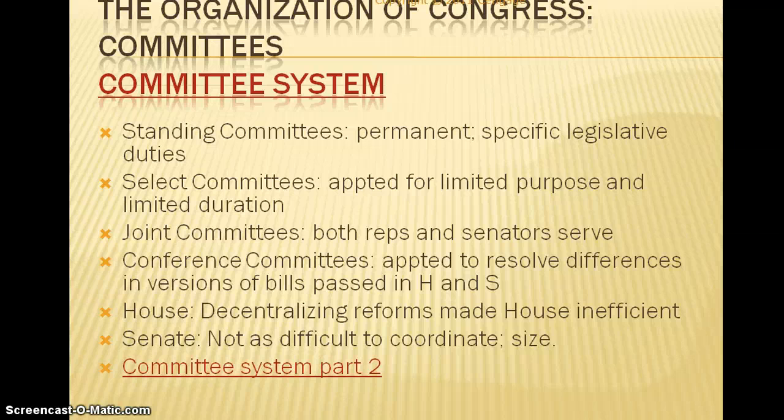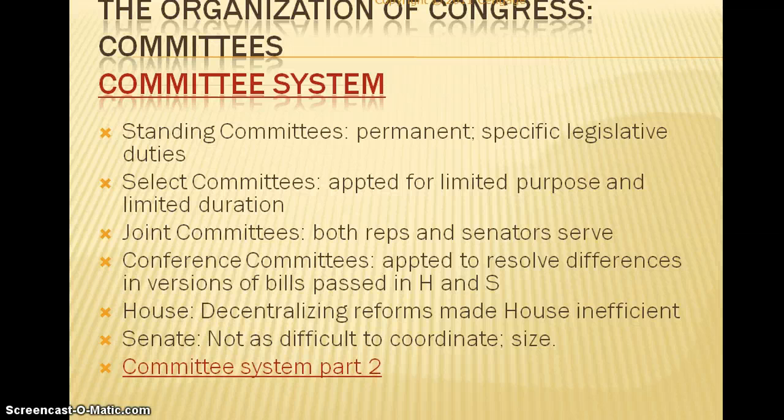Decentralizing reforms made the House more inefficient, and committee chairs consequently utilized controversial practices to gain control, for example, proxy votes. In 1995, House Republicans implemented changes, such as giving chairmen the ability to select staff members, banning proxy voting, and imposing term limits on leadership positions. In 1995, Senate Republicans also imposed term limits on all committee chairmen and required committee members to select chairmen by secret ballot. Certain committees tend to attract particular types of legislators.